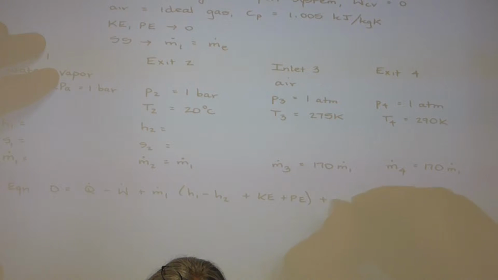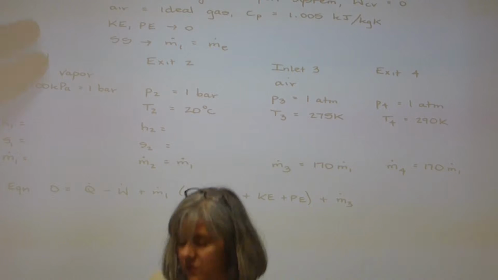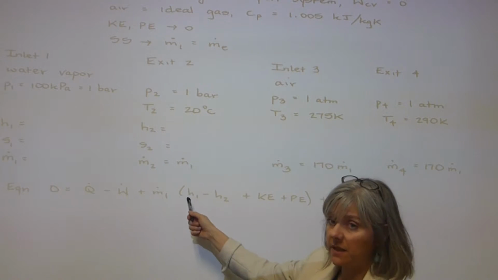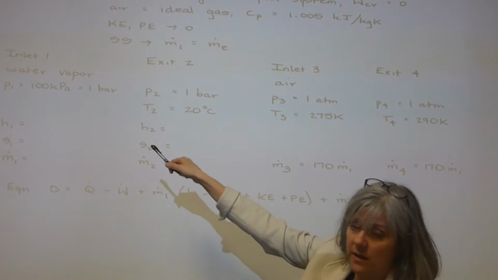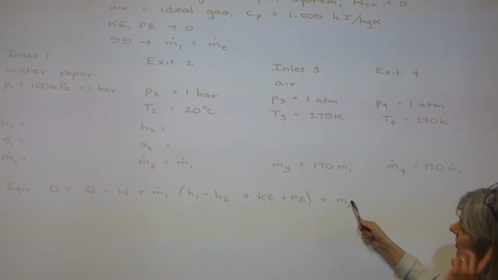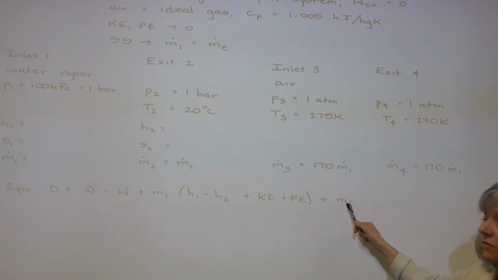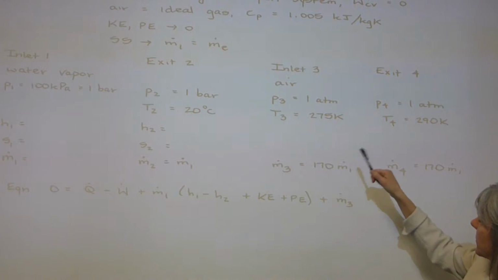And remember that in this case we have two flows, so we need to include both M1 and everything pertaining to it, so that's state 1 and state 2, I mean inlet 1 and exit 2. And then in addition we also have what comes from the second flow, which is the air, inlet 3 and exit 4.